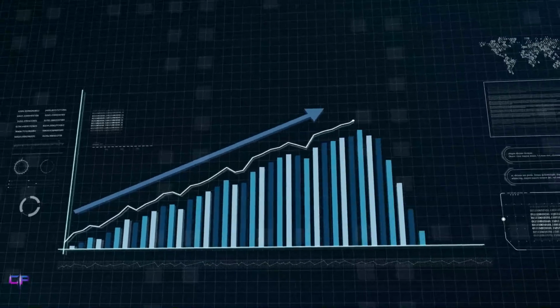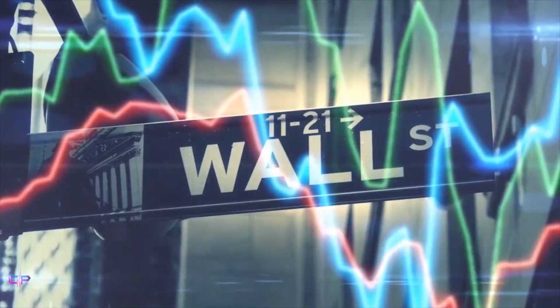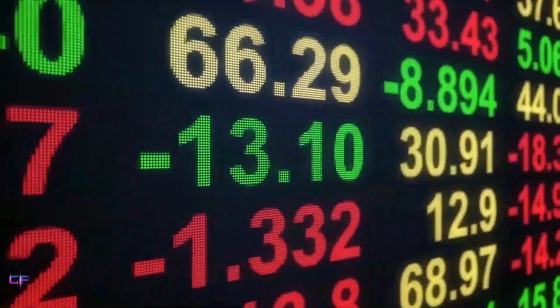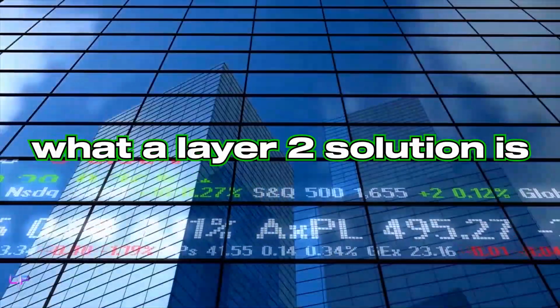One such protocol is ZkSync, which pledges to enhance the scalability of the blockchain without compromising its security. Today, we will introduce you to ZkSync, its features, and its main benefits. But first, let's recall what a Layer 2 solution is.